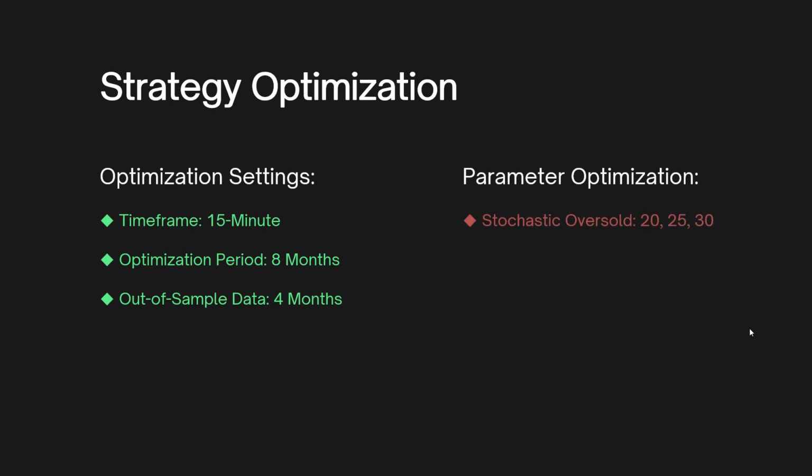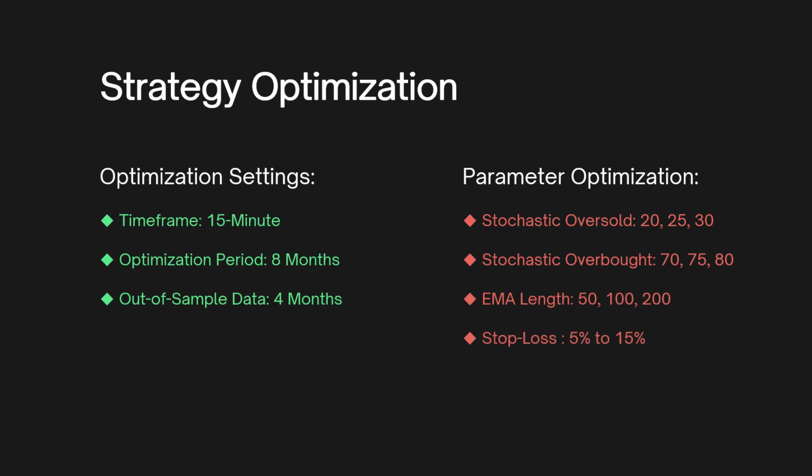We'll experiment with oversold levels of 20, 25, and 30, and overbought levels of 70, 75, and 80. These settings will help us capture potential turning points more effectively. We'll compare different EMA lengths, including 50, 100, and 200, to see which provides the most reliable trend indication. Testing stop-loss levels between 5% and 15% will allow us to strike a balance between risk management and trade duration.